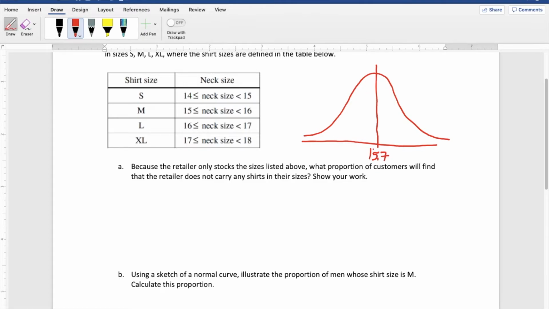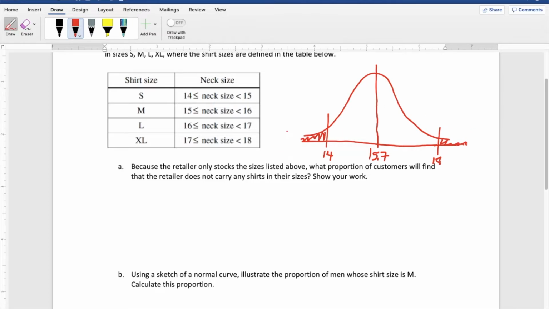So my mean is 15.7, and then anybody who has a neck size below 14 is not going to have a shirt in their size, so below 14. But also anybody who has a neck size above 18, because extra large only goes up to 18, is not going to have a shirt in their size. So that's the probability we're finding, below 14 and above 18. So what I would be doing is finding both of those probabilities and then adding them together.